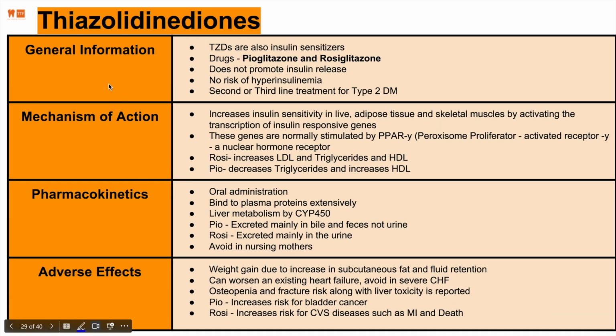Next is thiazolidinediones, also known as TZDs. Generally, TZDs are also insulin sensitizers. So far we talked about 2 insulin secretors and 2 insulin sensitizers. The drugs here are glitazones: pioglitazone and rosiglitazone, and they do not promote insulin release. Important: no risk of hyperinsulinemia. And then, of course, it's a second or third line treatment, since we already talked about metformin, the big gun there, but it treats type 2 diabetes mellitus.